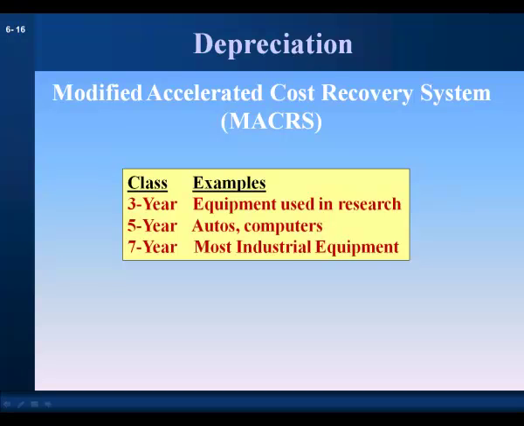Depreciation procedures are specified by tax law, specifically by the Accelerated Cost Recovery System as modified by the Tax Reform Act of 1986. In determining depreciation, the first step is to determine the asset's property class, which establishes its life for tax purposes. I have some examples of a 3-year, 5-year, and 7-year property class.